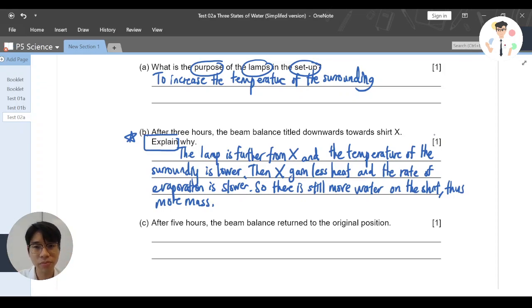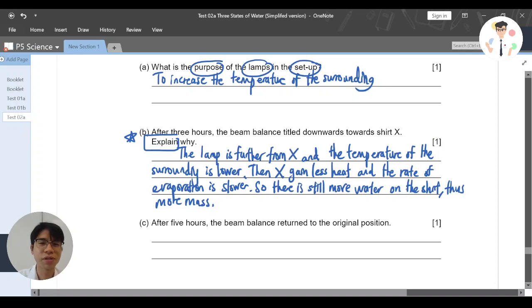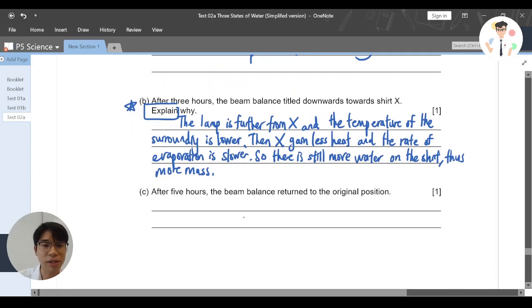Okay. And some of you just explain because it's more heavy. We know it's more heavy, but you must explain the theory behind that. That's why the word explain is very important. You must explain it clearly with scientific terms inside. Okay. Now let's look at this.